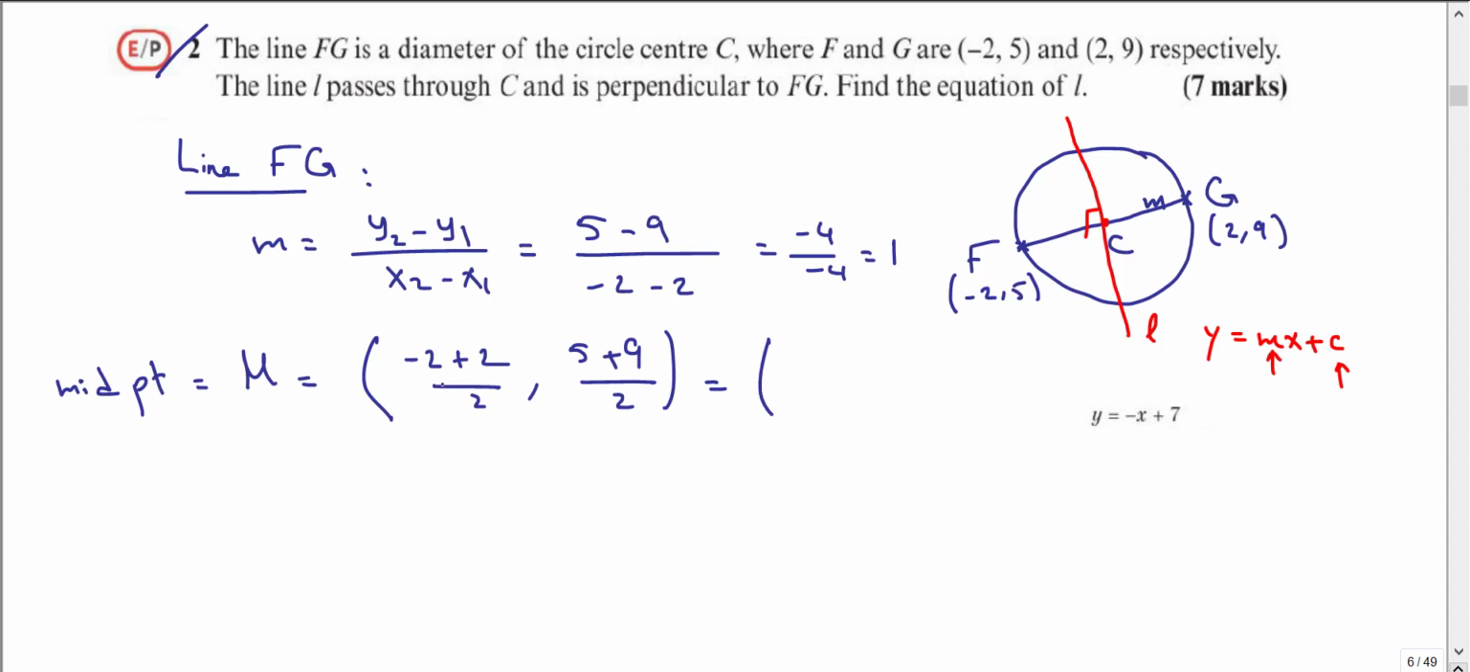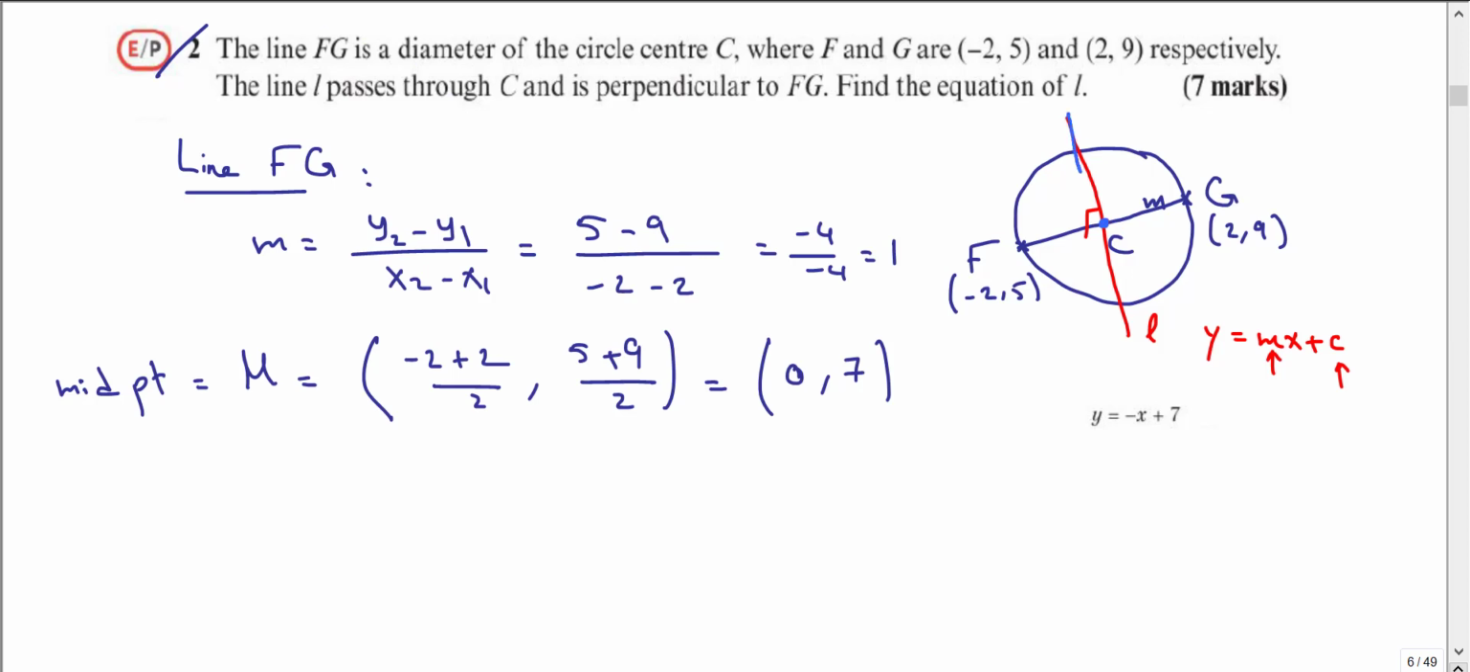That would be 0. Negative 2 plus 2 over 2, that's 0. 5 plus 9 is 14 over 2, which means 7. Why do we need to get the midpoint, Adam? This point. Why do we need it?